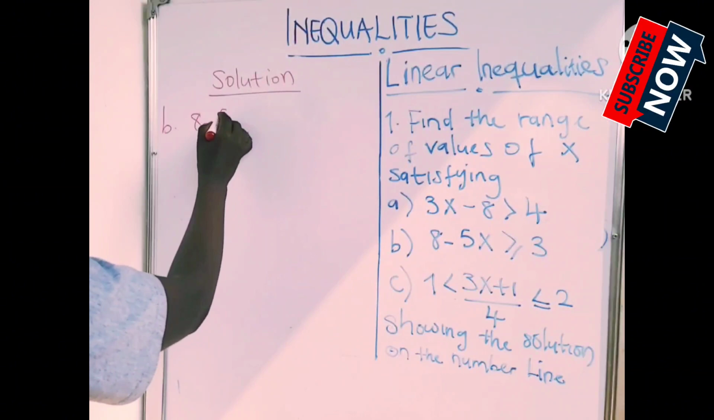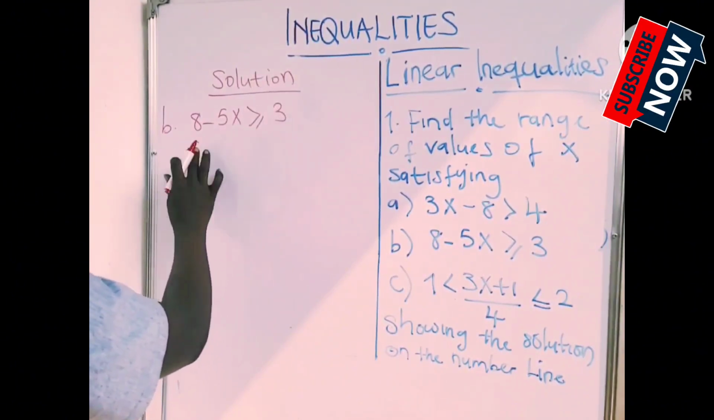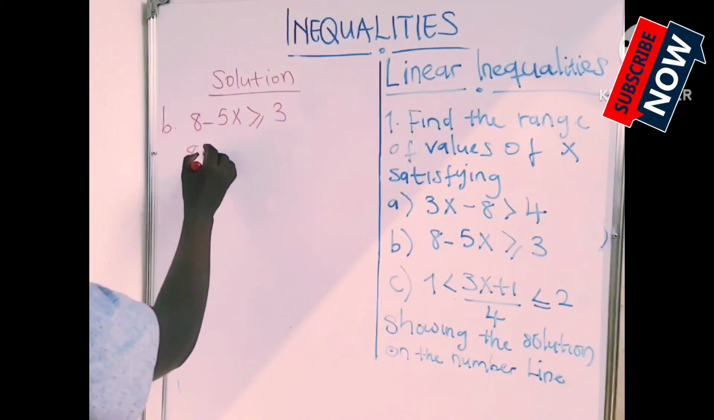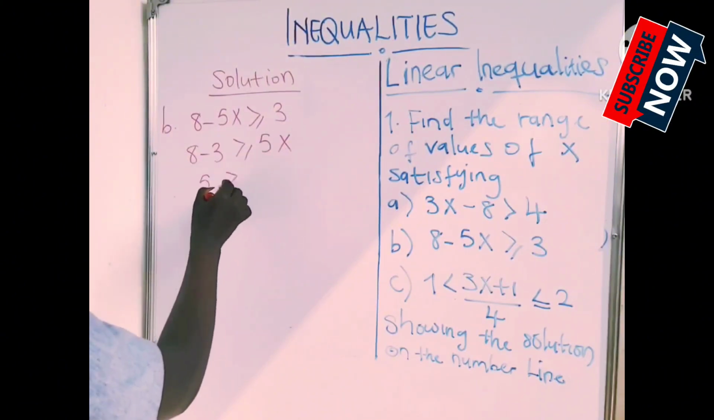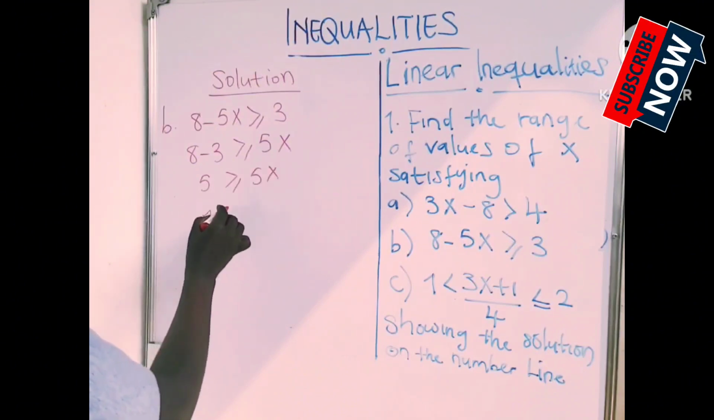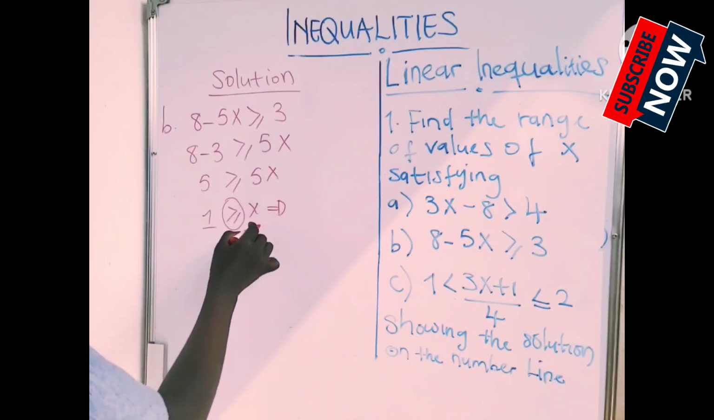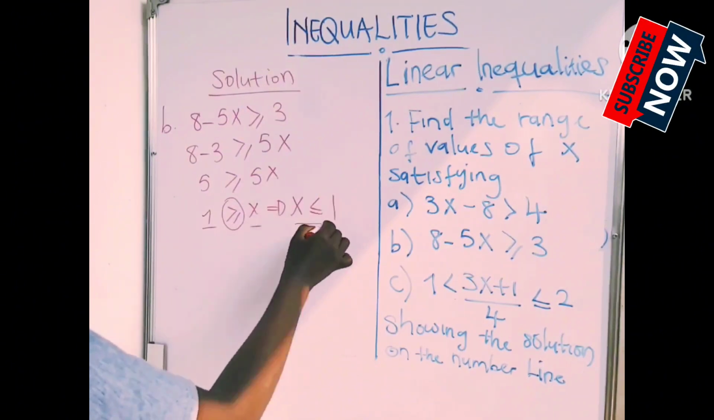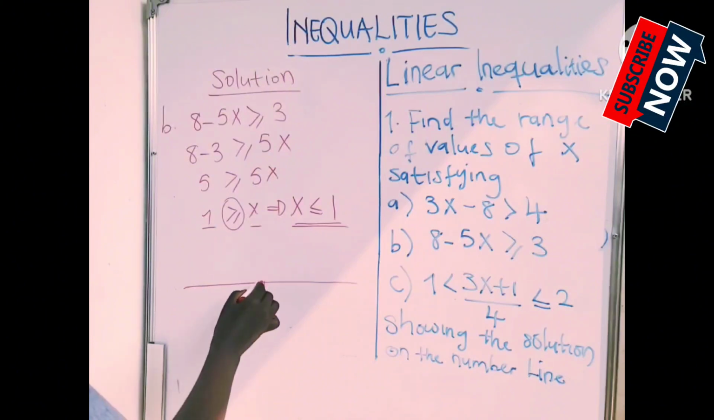In this question, we are solving 8 minus 5x greater than or equal to 3. When we solve this like a normal linear inequality, we are going to have 1 greater than or equal to x, which is the same as x less than or equal to 1. So, representing that on the number line, given that we have 1 included in our range, we are going to use a closed circle.